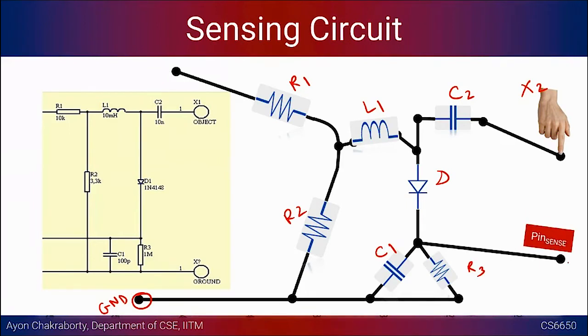Okay, and this is pin sense, this is going to the microcontroller. And this is the object, and this is where we are using it as the reference pin for sending the frequency sweep. So this will be used for introducing the swept frequency to the system. Okay, and we are going to look at the response from here.